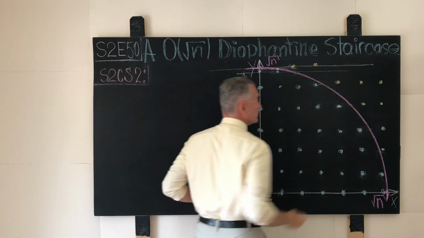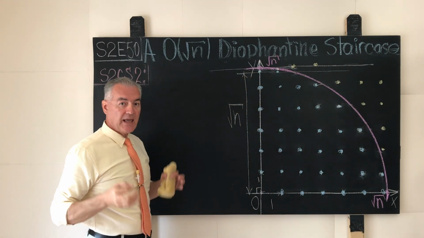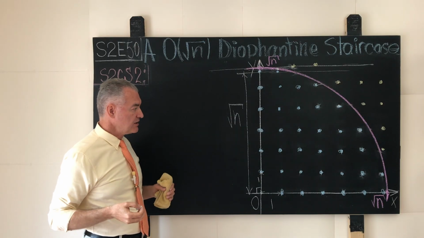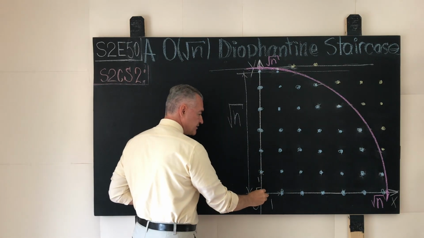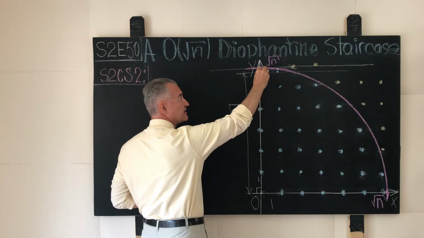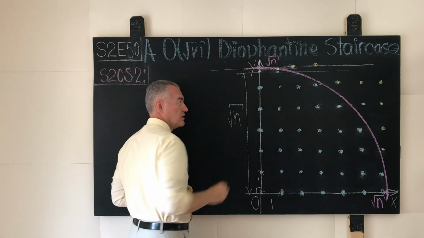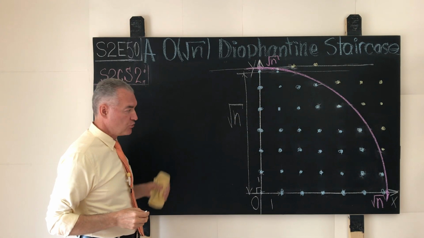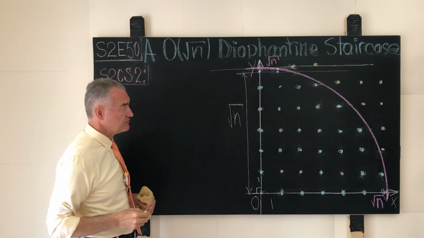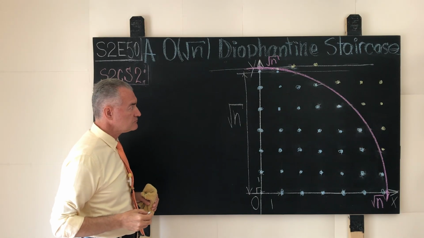What is the definition of a legal column? A column is legal in this case if all of its blue points sit strictly under the arc of the bounding circle, the origin-centered circle of radius square root of n. This is our legal column.